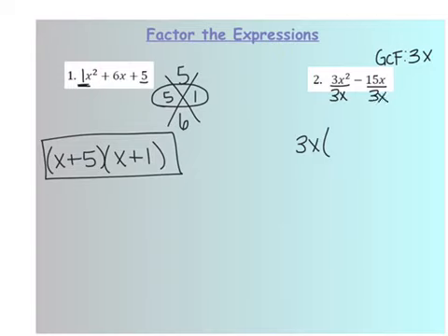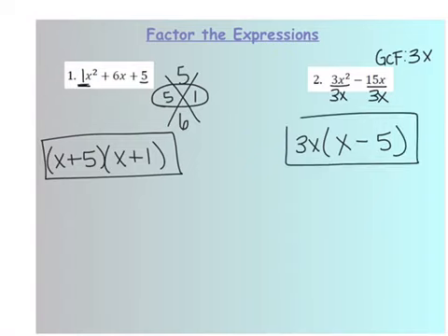So 3x squared divided by 3x is going to leave me with an x, minus 15x divided by 3x is going to give me a 5. There are no more x squared, so I know I'm done. There's no further I can go.